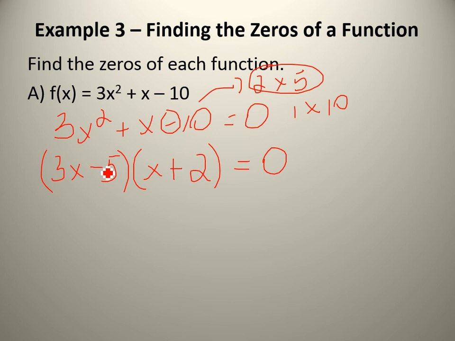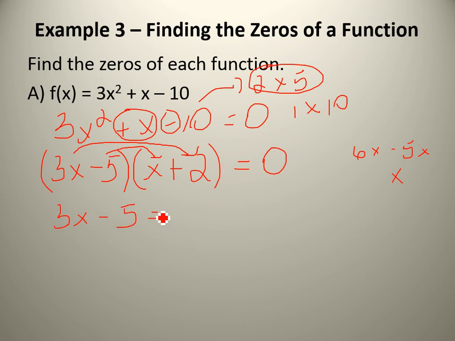So when I go to check this, right, I got 3x times positive 2, that's positive 6x. I'm just going to kind of put this over here. And then when I go to do this, negative 5 times x would be negative 5x. And when I put that together, I get positive x, okay, which is what's in the middle here. So I know that I factored that the right way. So now all I want to do is just take each of these, and I want to set them equal to 0. And I want to solve each of these.